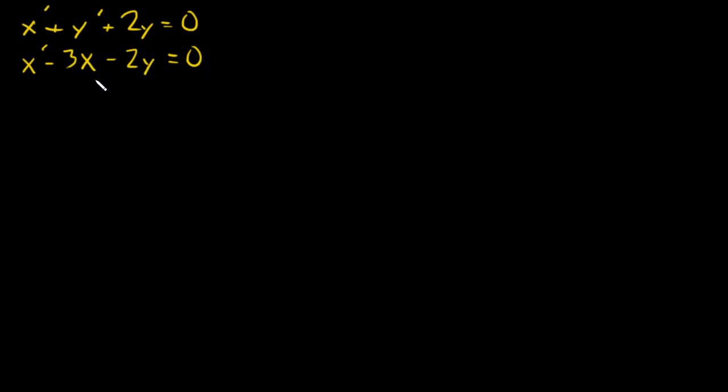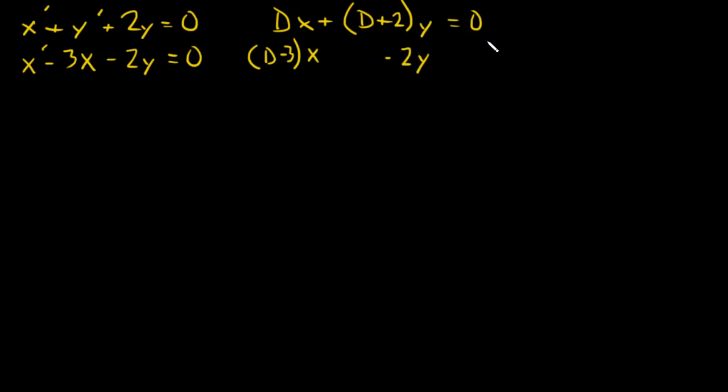So first thing we're going to do is convert them into the differential operator. So that's going to be Dx plus, this is going to be (D plus 2) times y equals 0, and then (D minus 3)x, and then minus 2y equals 0. So now I've got them all kind of boxed off like that. Okay, first thing, let's drop the x's.